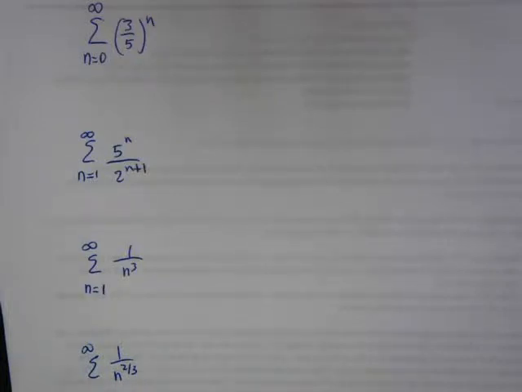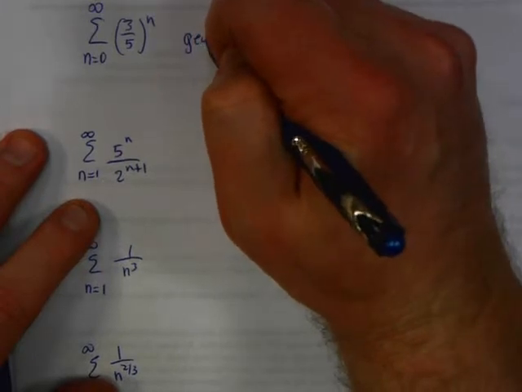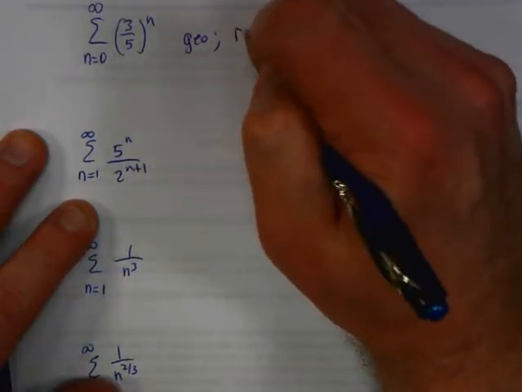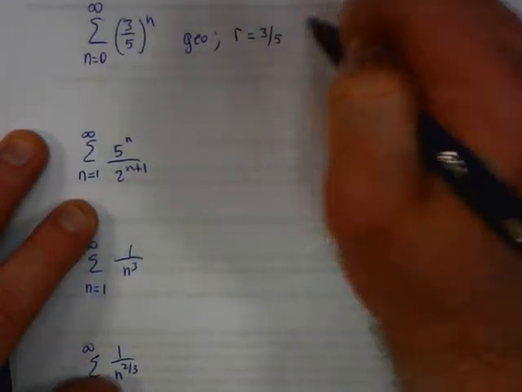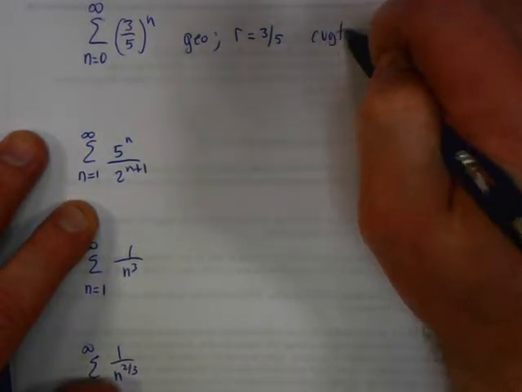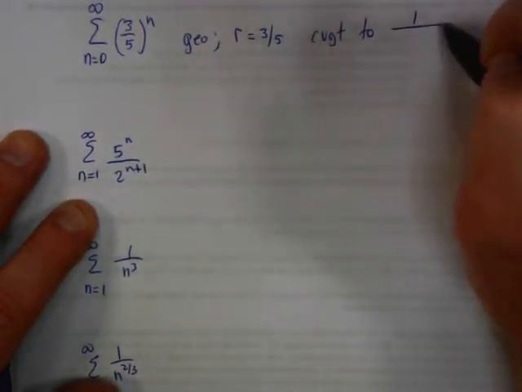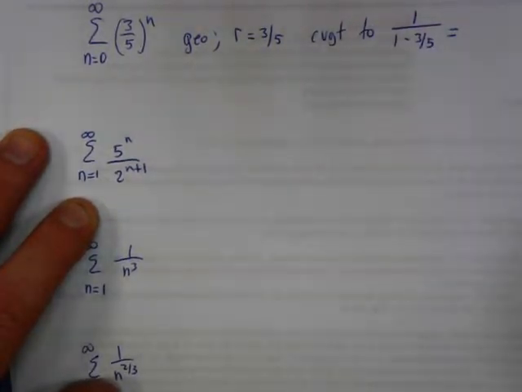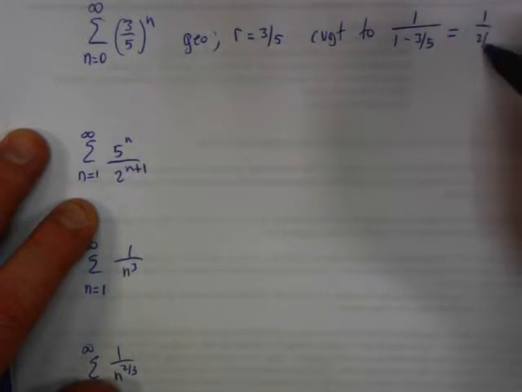First series, what kind is it, and does it converge or diverge? It's geometric. And how do you know it's geometric? Power n. It's got something to a power n. This one's geometric. Converges. Why does it converge? It converges because it's in between -1 and 1. R is 3/5, so R is between -1 and 1. So it converges to 1 over 1 minus 3/5, which is 1 over 2/5. So that one converges to 5/2.